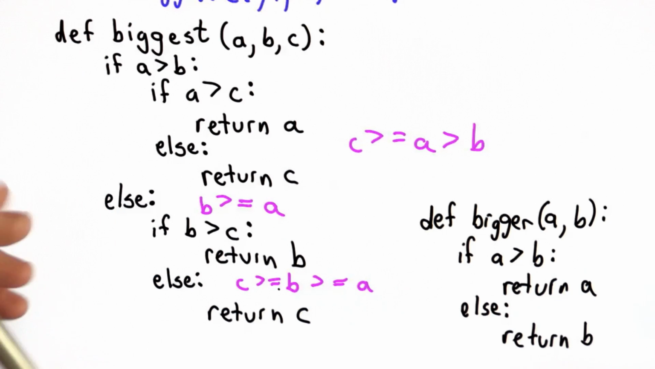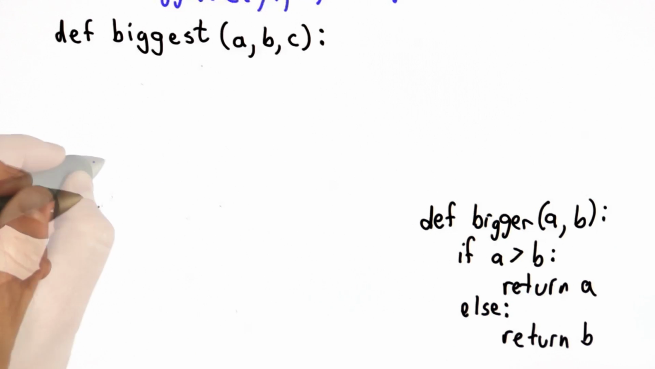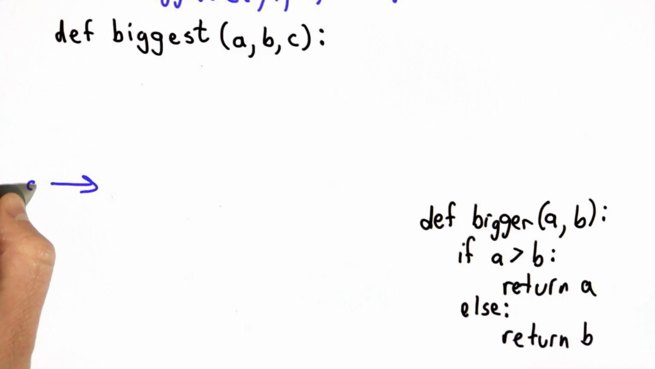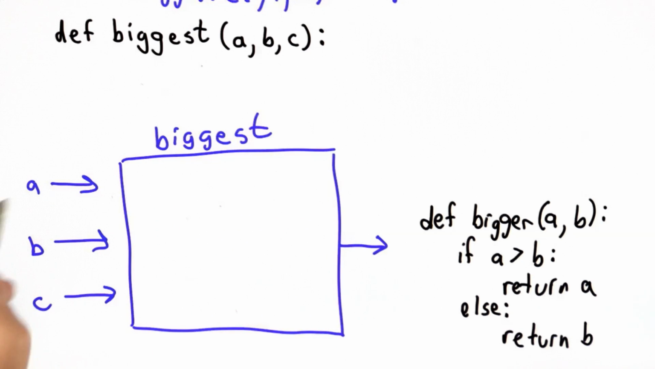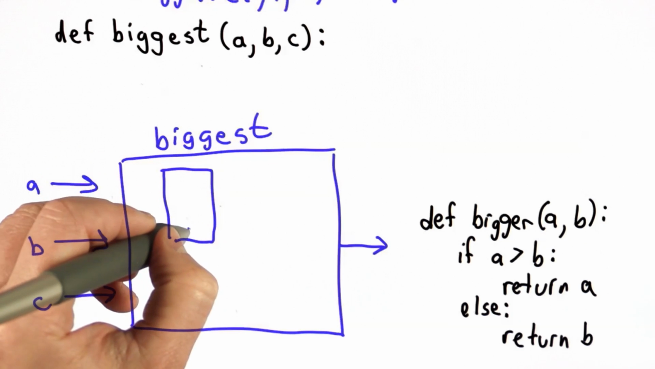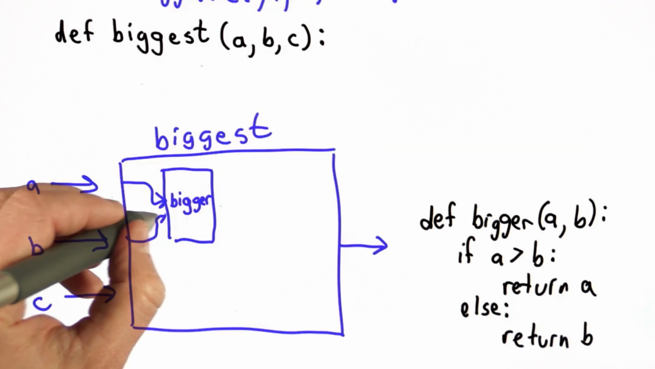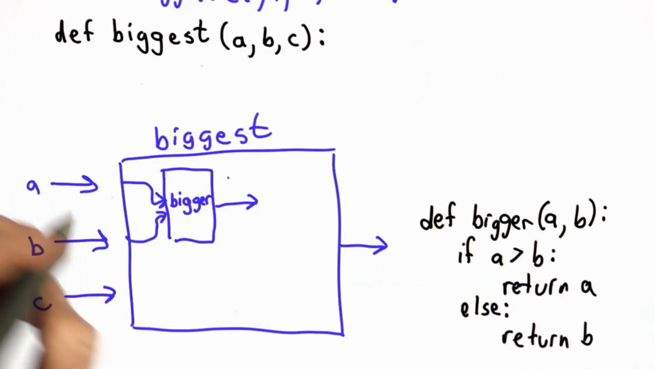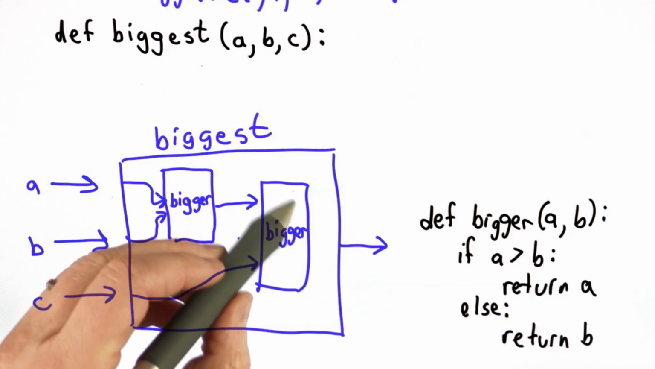We don't need all these ifs. All we need to do is use bigger twice. So if we remember that we have the biggest procedure, well, then we can think about biggest this way. So we've got three inputs coming into biggest, and it should produce one output, the biggest of those three. Well, we've got the bigger procedure, so we could use bigger to compare two. So if we put A and B into bigger, the output here is going to be the bigger of A and B. To know the biggest of the three, well, now we need to compare that one with C.